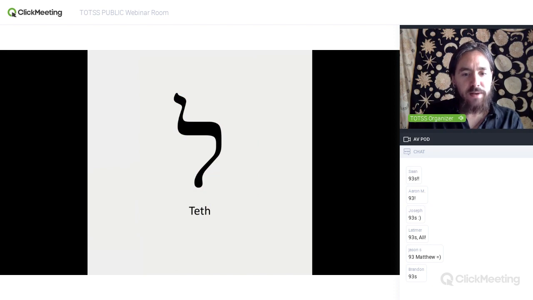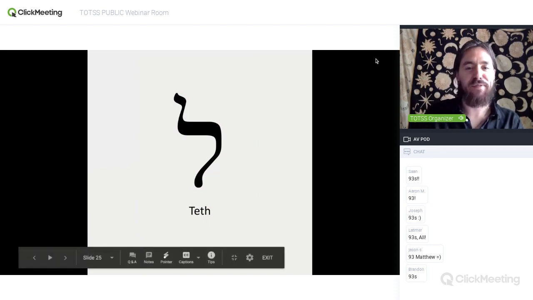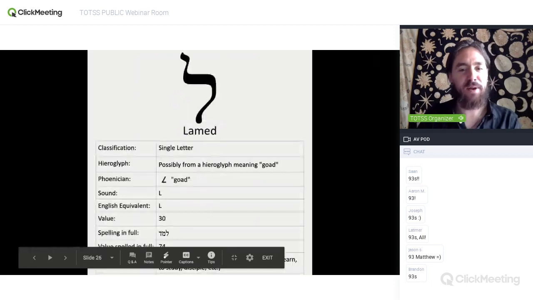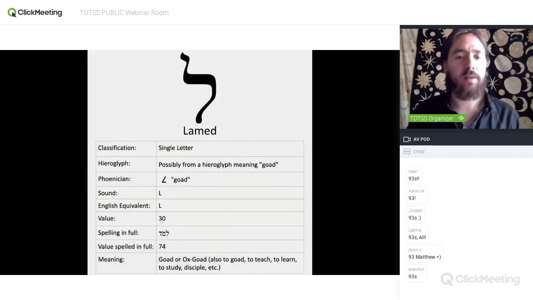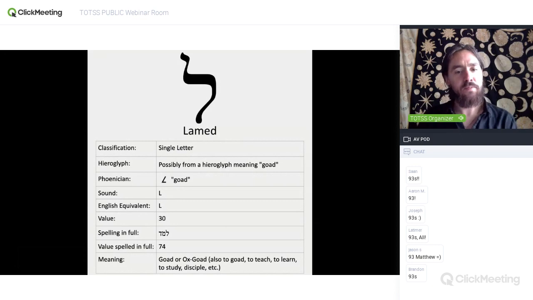Oh, and this is Lamed. I didn't change it, I reused the slide from before. But yeah, so this is Lamed here. This will be our last letter that we'll talk about today. Lamed is a single letter, so we know that it will be attributed to one of our signs of the zodiac. The hieroglyphic origin of this letter was a little bit confusing. So it's possibly from a hieroglyph meaning goad, though I found a number of different hieroglyphs that seem to mean that. And anyways, we'll get into it here.